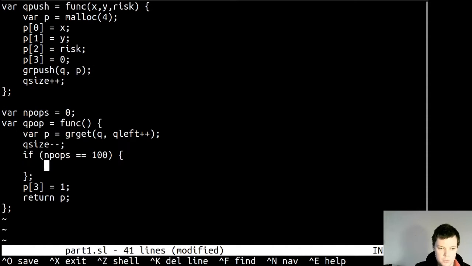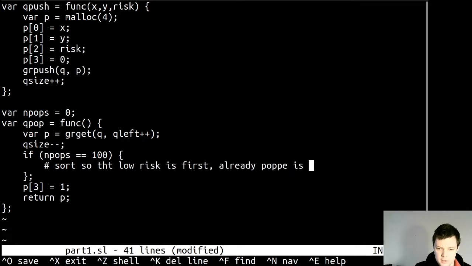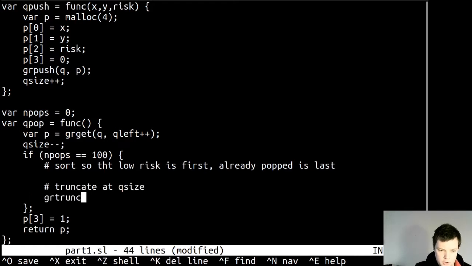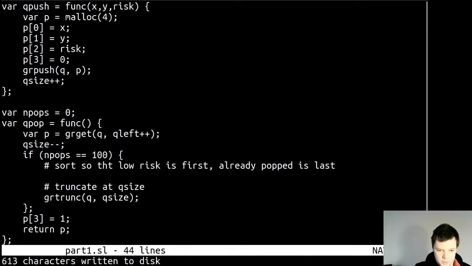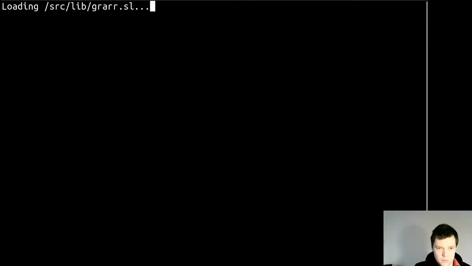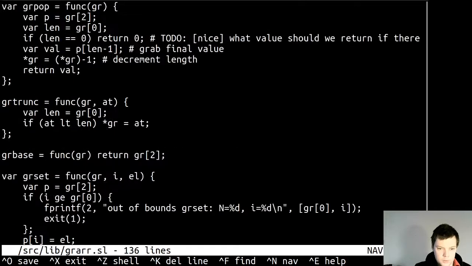And when it goes to 100, what we want to do is sort so that low risk is first, already popped is last, and then truncate at Q size. So then we'll grTrunk Q size. Is that off by 1 on Q size? Let's see what grTrunk does. It sets the length to be whatever you say. So yeah, that's correct.